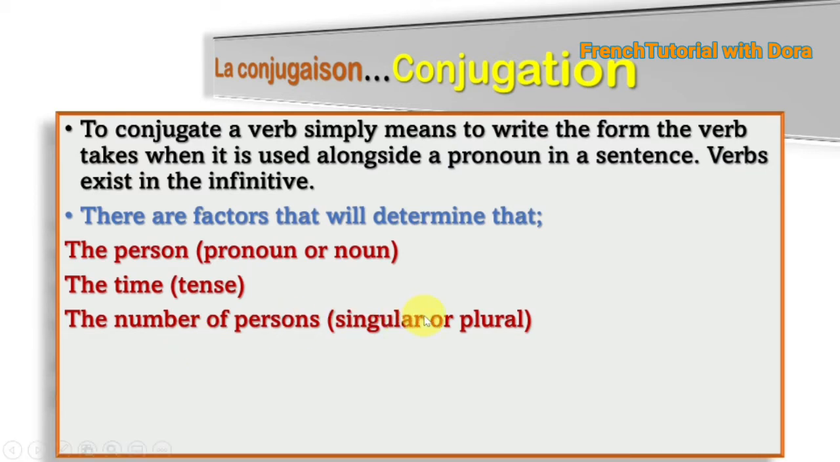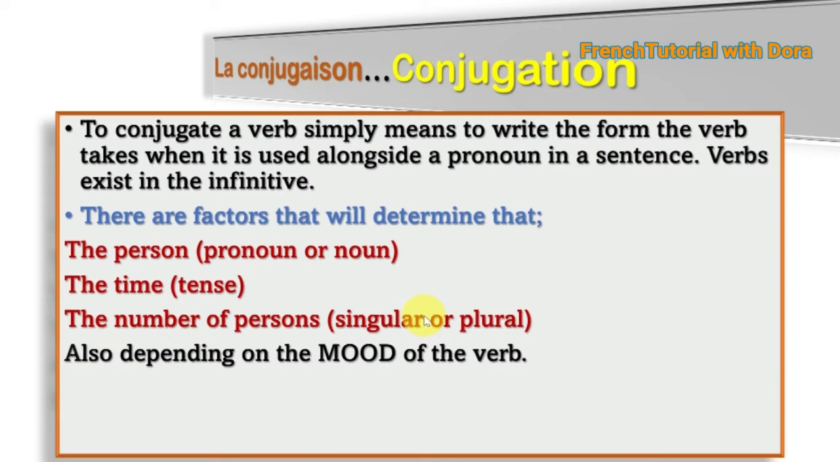For instance, in the third person, in the singular, you can't say we go for the verb to go. You say he goes. You can't say he go. You say he goes. That's singular. All right.